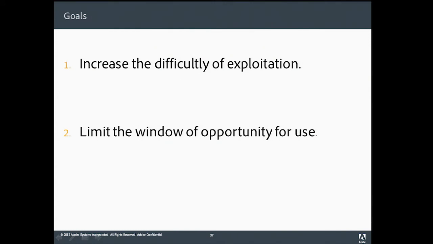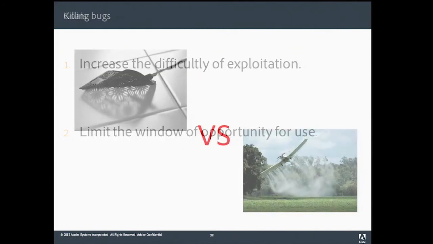And basically, your response plan is going to have two major goals. One is you want to increase the difficulty of exploitation. You're not going to necessarily find every bug in your product within the first year of doing security testing, but you may be able to make it harder for them to actually turn the bug into an exploit. The second thing is you want to limit the window of opportunity for use. If you can't stop the 0-day from happening, you can at least minimize the number of people that have been affected by it, so that they only have a very small window and it doesn't end up in the black hole exploit kit where it's used for years and years against people. So those are your two primary goals.